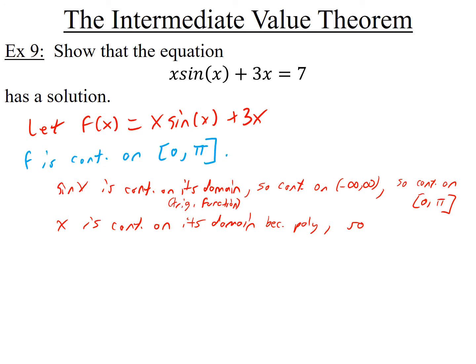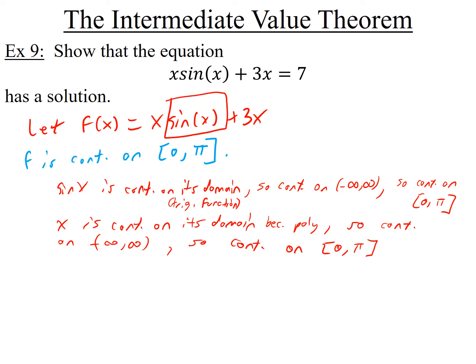So the domain is all real numbers. So it's continuous on negative infinity to infinity. So it's continuous on the smaller interval 0 to pi. So sine is continuous on 0 to pi, x is continuous on 0 to pi. So if you multiply continuous functions, you get a continuous function.